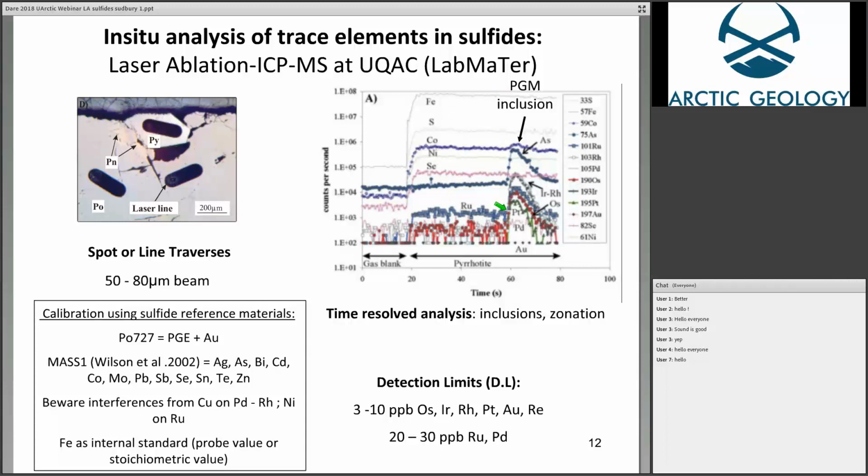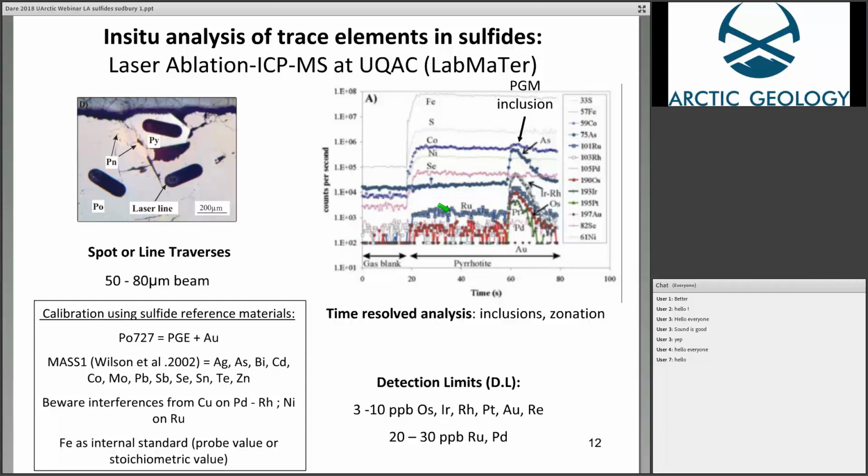And it's really useful because you will instantly see when you hit an inclusion of a silicate or a platinum group mineral. For this instance, it is arsenic and all the PGE here. So if you want to know what trace elements are in just the sulfide, you can exclude that platinum group mineral inclusion so that you can accurately determine how much PGE is in the sulfide. You can also use this time-resolved analysis to see if there's any zonation.